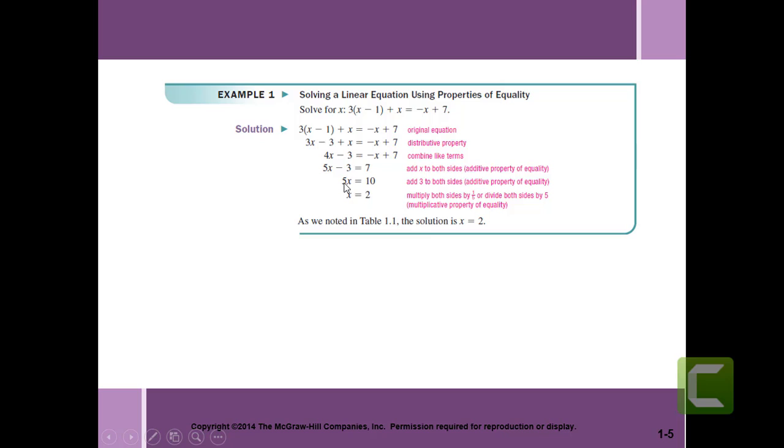And then we're going to use the multiplicative property of equality. And so we want to get x by itself, right? So we're multiplying x by 5. So what do we have to do? Well, we have to do the opposite of multiplication, which is division. So we're going to divide both sides by 5. And when we do so, we get x equals 2, and that's the solution.